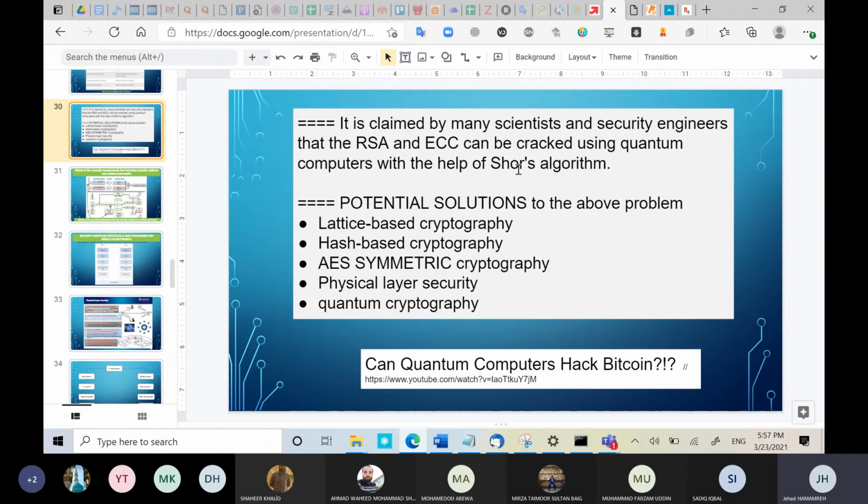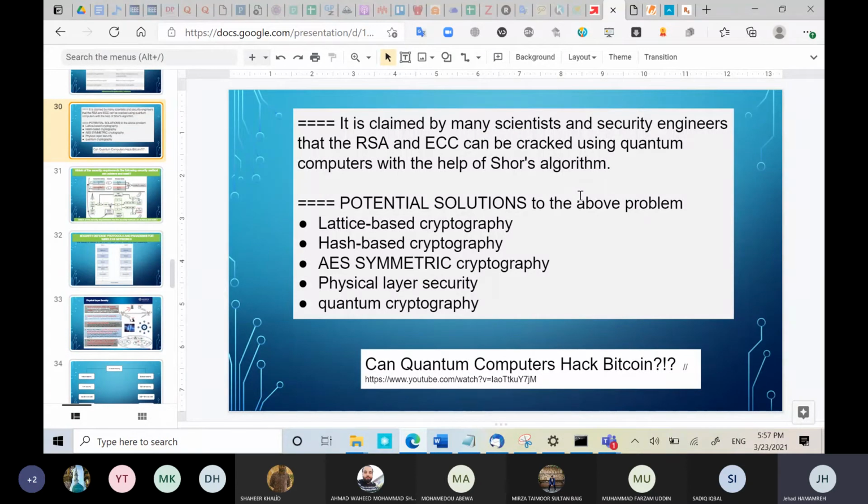Now, if it is true that these methods can be cracked and broken with the emergence of powerful supercomputers and quantum computers in the future using Shor's algorithm, then what are the solutions? What can we do about this? Researchers are thinking of the following possible solutions. They are thinking of using not elliptic curve cryptography, but something called lattice-based cryptography.